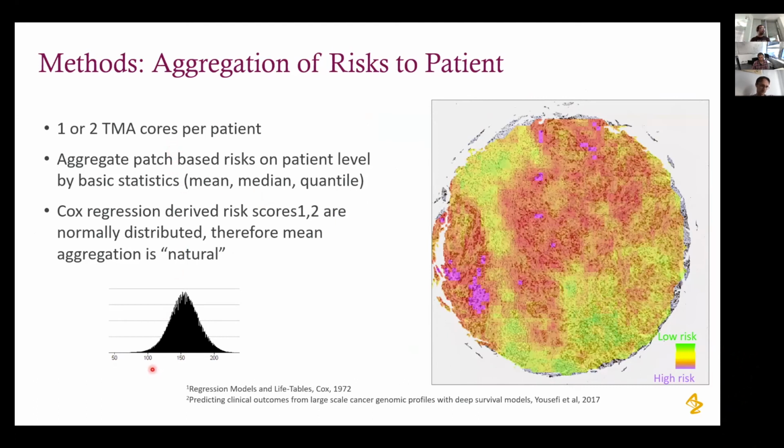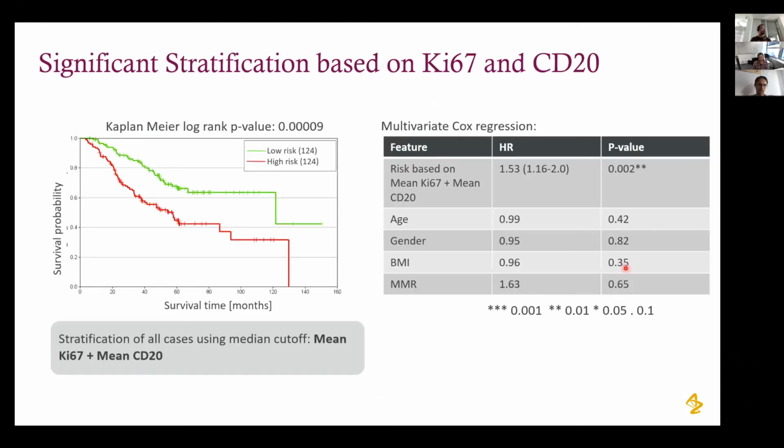In this case, we checked the distribution of all the risks, and it was normally distributed. So we took the median of this distribution to assign every TMA core one risk value. Using this risk value, we stratified the whole cohort again into two equally distributed branches. We can see that the ones with lower risk have higher chances of survival, and vice versa.